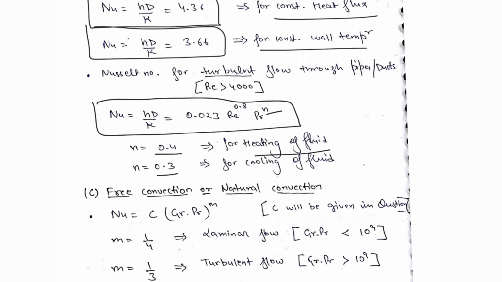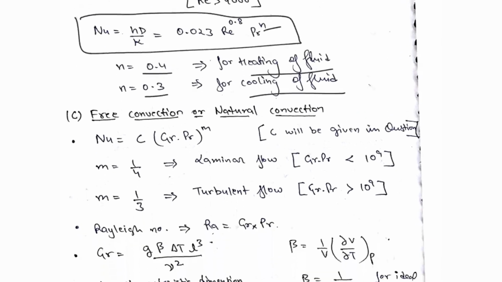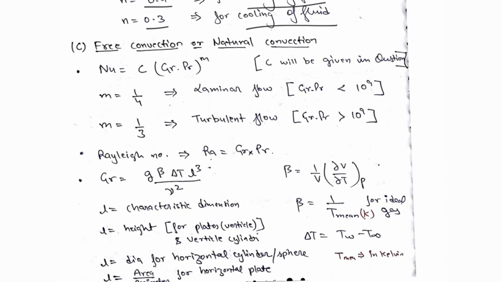Heating of fluid means fluid is getting heated. Cooling of fluid means fluid is getting cooled. Coming to the free convection or natural convection, here Reynolds number is replaced by Grashof number because here the buoyancy effects are more dominant than the viscous effects. Okay, that is why Grashof number will come instead of Reynolds number. And here m is 1/4 if the flow is laminar, 1/3 if the flow is turbulent. This formula you should remember.